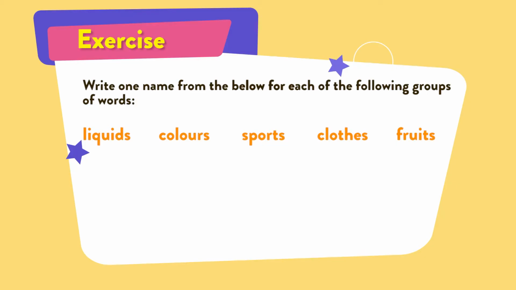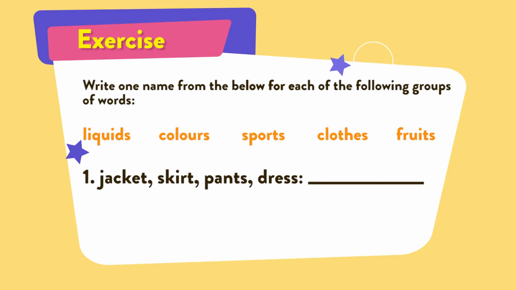Now it's time for you to classify some objects. Here I have 5 options for you. I have liquids, colors, sports, clothes, and fruits. Now, as I read each list of words for you, you will choose which one of these words best label or classify these objects. Number 1, jacket, skirt, pants, dress. What can we classify these as?